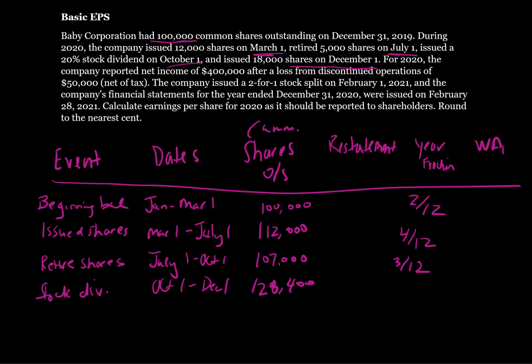And what we also need to remember is that we need to restate everything prior to the stock dividend. So because it's a 20% stock dividend, we're going to multiply all of these by 1.2. If we take 107, this is how we got the 128. So 107 times 1.2 is going to give us this 128,400. So this is already restated after the stock split. But we need to make sure that we're weighting the stock split for the full year.